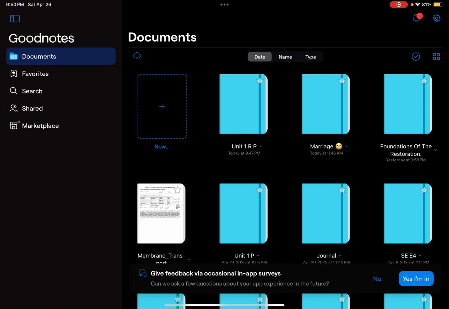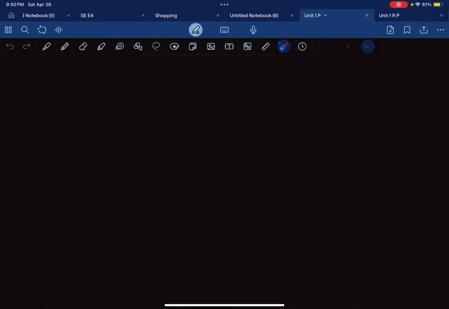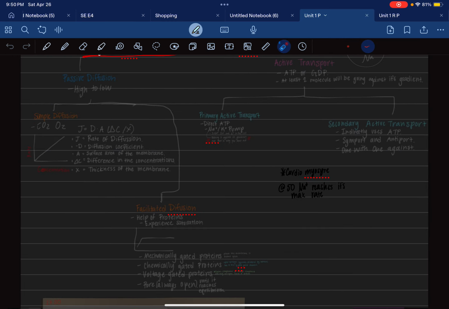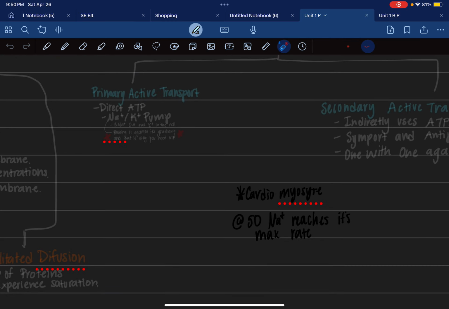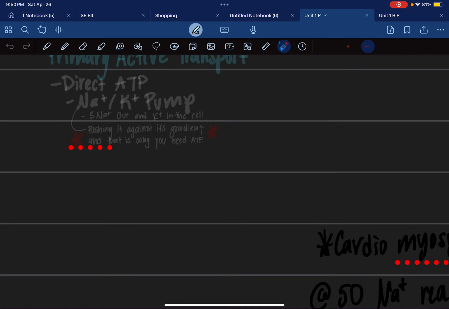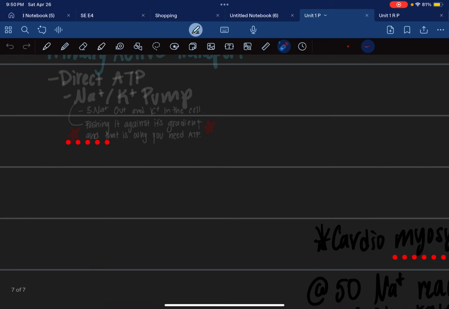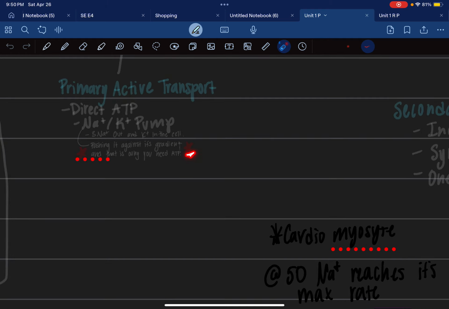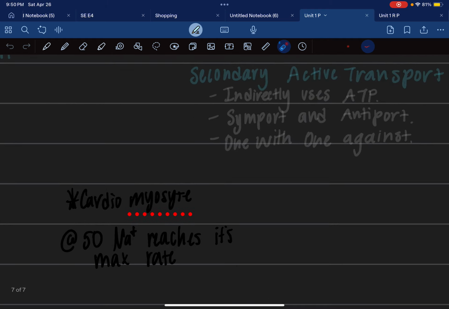Okay, and then we have active transport. So primary active transport, which directly uses ATP. An example of this would be the sodium potassium pump. Because it's pushing against its gradient, that's why you need ATP. And then we have the secondary active transport. It indirectly uses ATP.